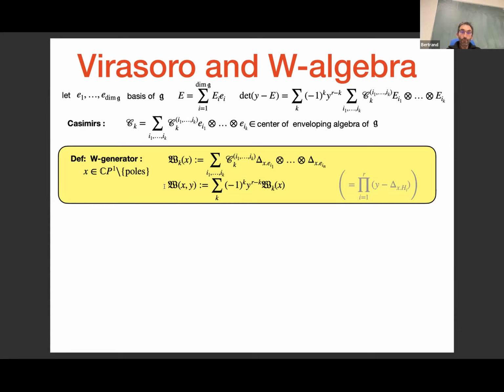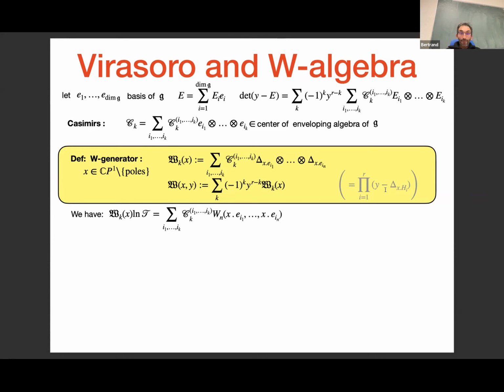It's also useful to introduce a generating function for all the Wk's. Let me call it W of x, y. You just take a sum over k from 0 to the dimension of your representation of your Lie algebra, of your Lie group, of (-1)^k y^(r-k) Wk of x. And if you think of it, for example, in GLN, this is in some sense very closely related to the characteristic polynomial. So it extracts the x corresponding to the eigenvalues. Okay, let me be a little bit sketchy.